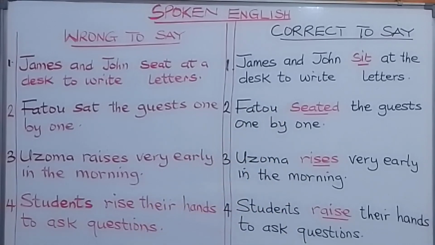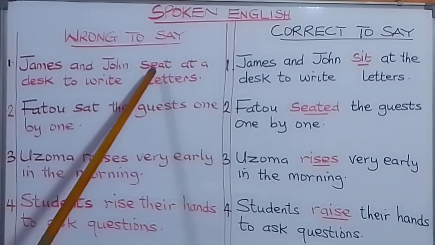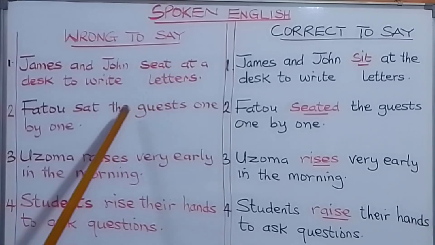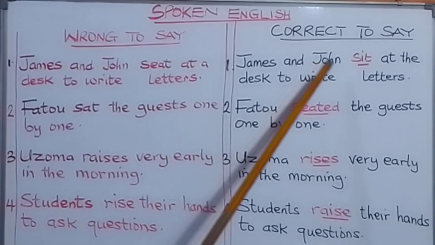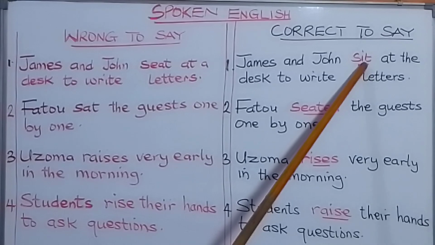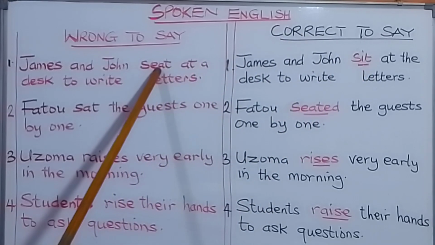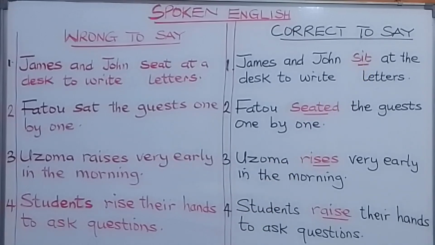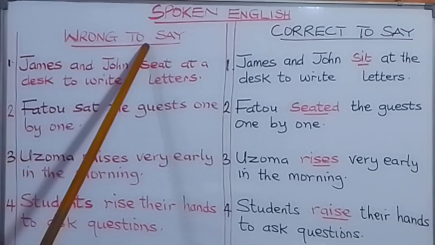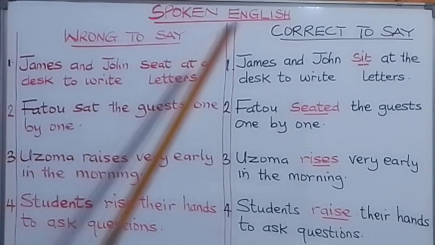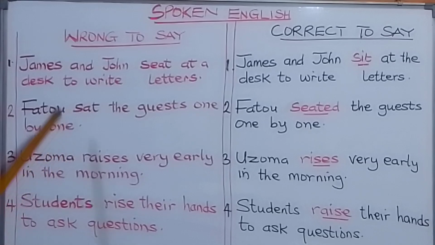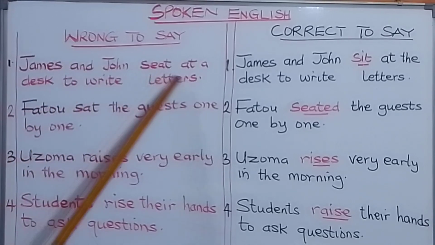So we're going to look at SEAT and SIT. SIT and SEAT. This is sit, this is seat. How do you use them in the English language? The wrong way to avoid using them and the correct way to use them. Let's look at SEAT and SIT.